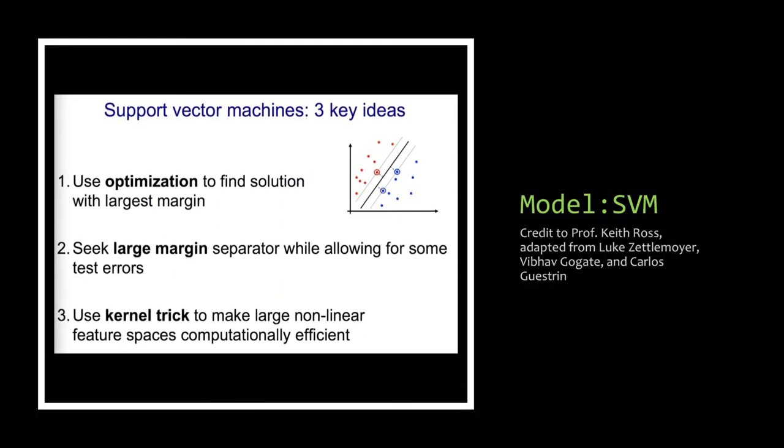The first algorithm we use is called support vector machine. It has three key ideas. First, to use optimization to find the solution with the largest margin. Next, we seek the large margin separator while allowing for some training errors. The third one is to use the kernel trick to make large nonlinear feature spaces efficient.